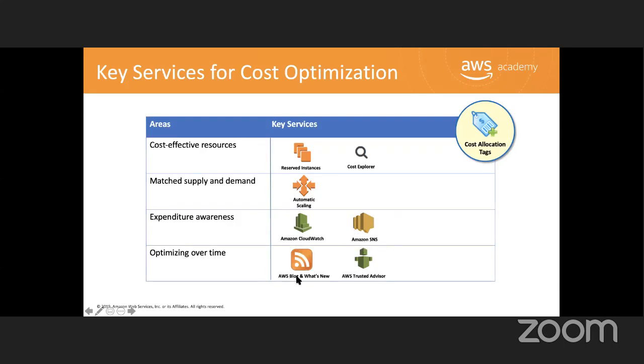Optimizing over time, they have the What's New with AWS blog. So you can check this. This is available to everyone, right? I think there's a section where you can subscribe to receive what's new in AWS. And Trusted Advisor here is the expert in the cloud that will help you with the cost optimization as well. They have different areas like service limits, cost optimization, security, reliability, all those. They will give you recommendations on that, right?